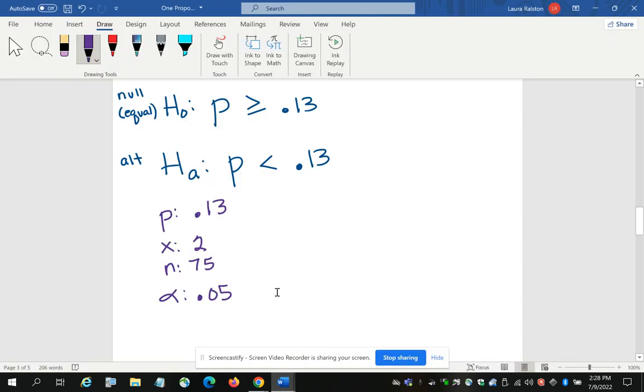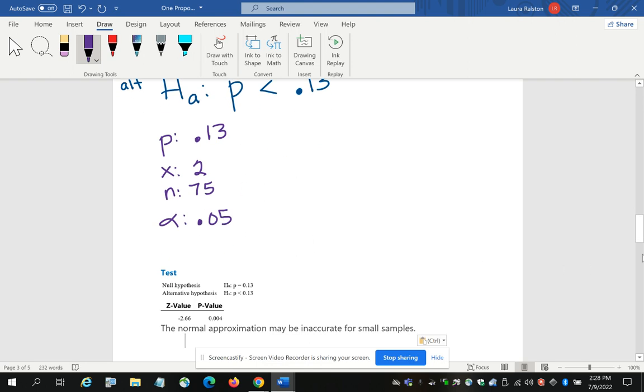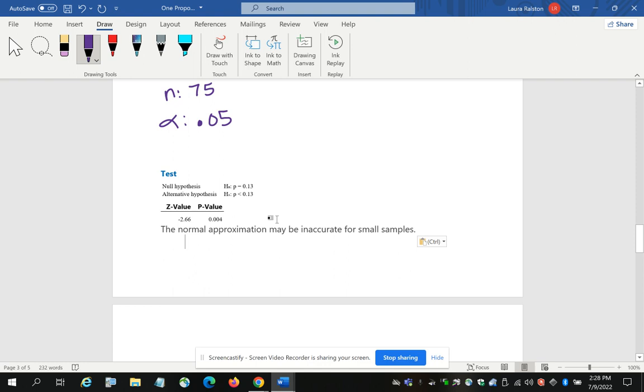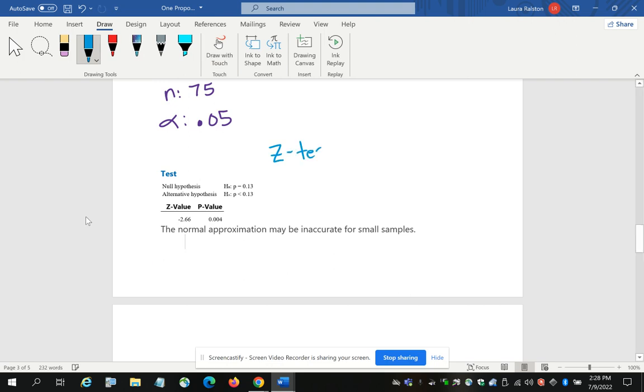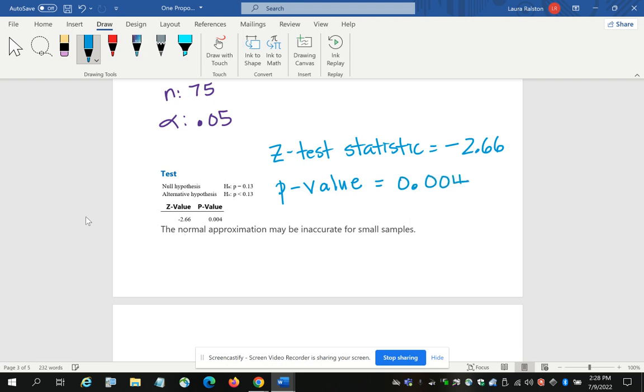Okay, so let me get them copied over here. This says our Z test statistic, which I'm going to write down. You need to record your test statistics. So my Z test statistic is negative 2.66. My p-value is 0.004.